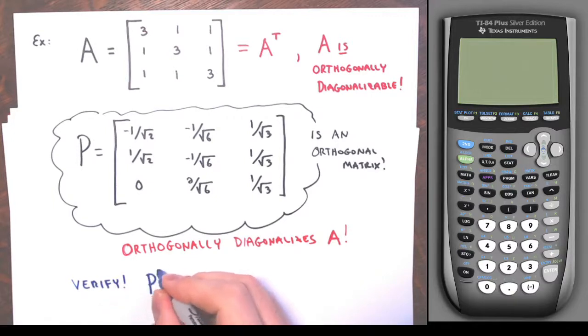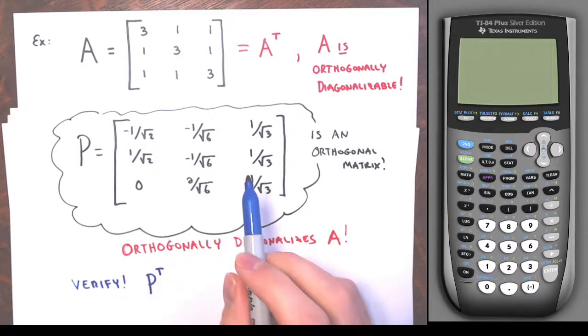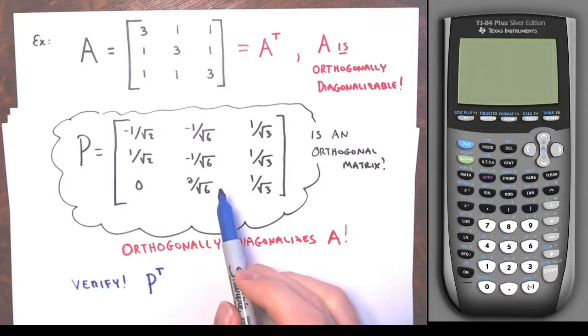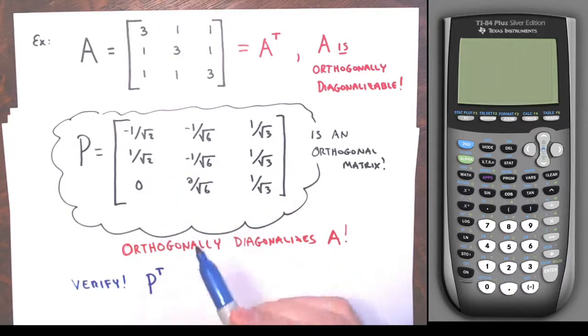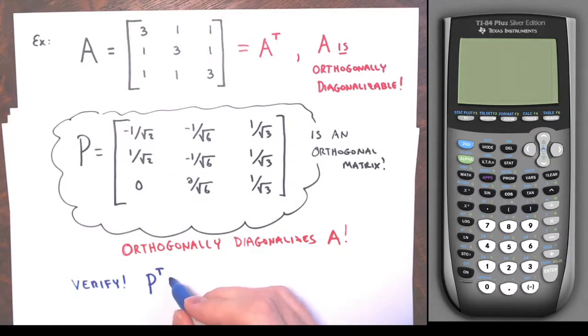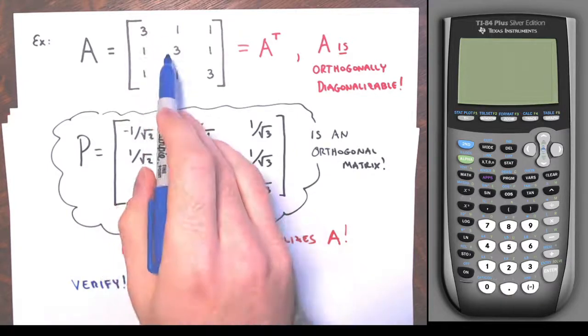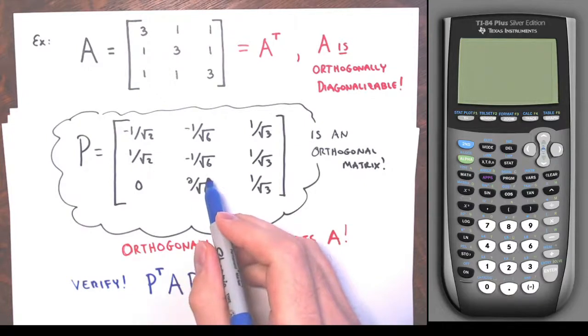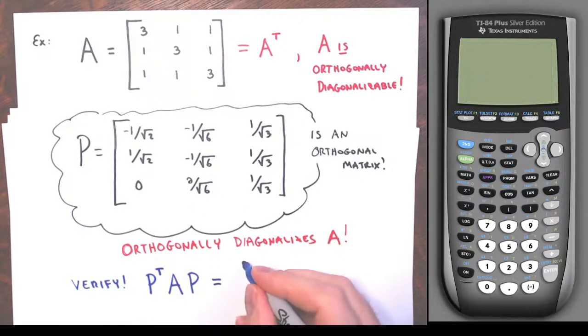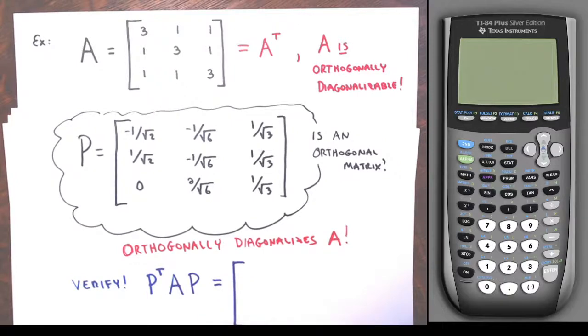That P transpose, right? Now notice here, this P is not symmetric. For my last couple of examples, the P was a symmetric matrix. That is not, like I said, always happening. But P transpose times A times P, so times this matrix here, should be equal to a 3 by 3 diagonal matrix.